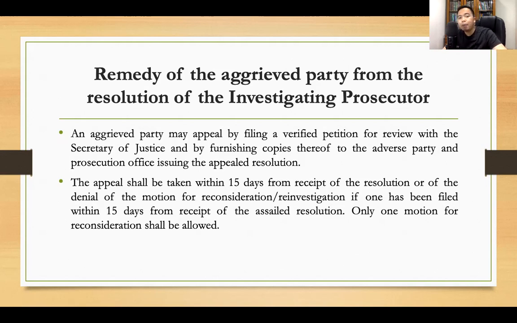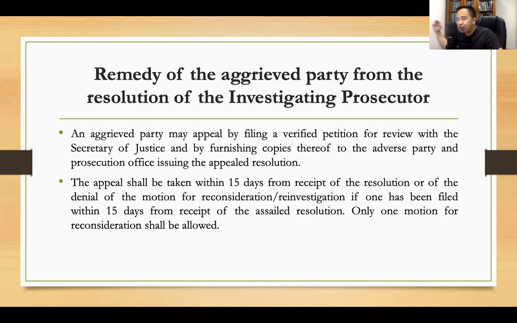An aggrieved party may appeal by filing a verified petition for review with the Secretary of Justice and by furnishing copies thereof to the adverse party and the prosecution office issuing the appealed resolution. Take note, class, that in case you lost your case in the city prosecutor or the provincial prosecutor, what is your remedy? You file a verified petition for review. And where do you file it? You file it with the Secretary of Justice.